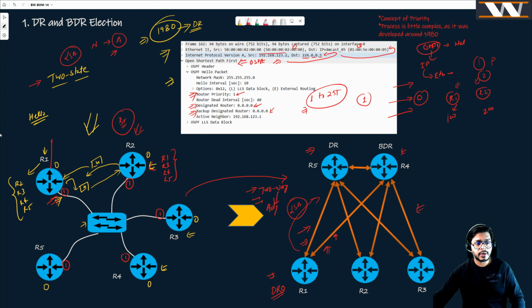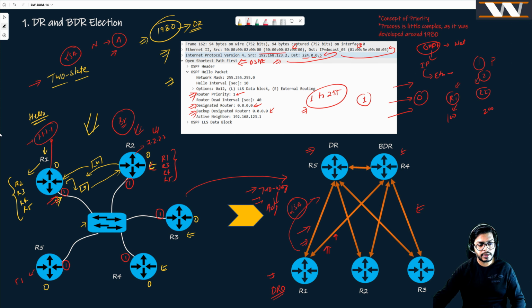I have configured on R1 1.1.1.1, which is the loopback interface. And you also know that the highest IP address of the loopback interface, if you do not define router ID, then it is going to be your router ID, right? Similarly, if you have R2 and you have defined 2.2.2.2 loopback interface, and I have defined all these loopbacks on my lab, so you can understand that the highest router ID is going to be R5, right?